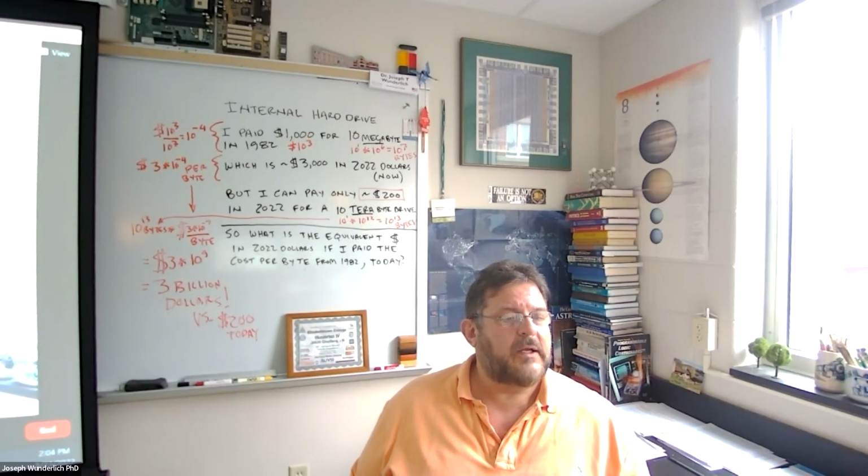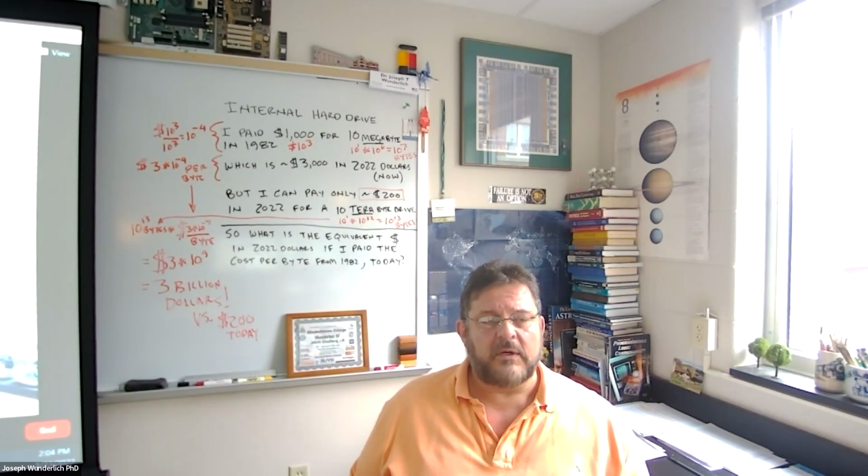So that's 10 to the 13 bytes times 3 times 10 to the negative 4th dollars per byte. So that's approximately 3 times 10 to the 9th, or $3 billion. So if I was going to pay that cost per byte that I paid back then, today I'd be paying $3 billion for this drive that I can get for $200. Okay, so that's just to show you how costs of things have come down.